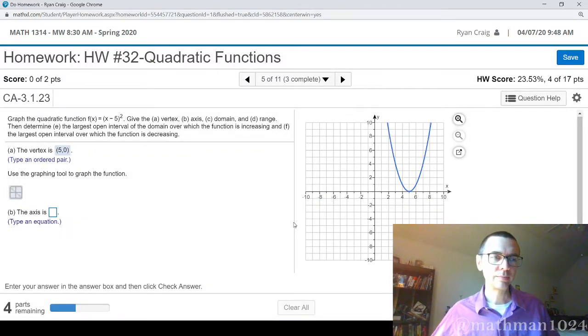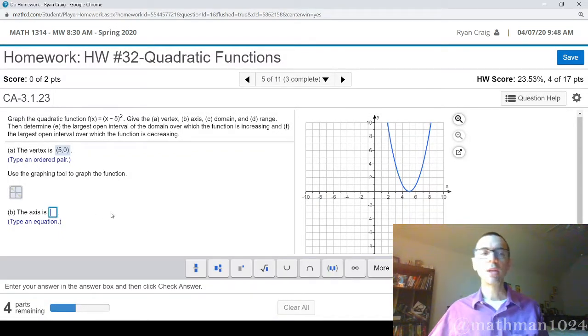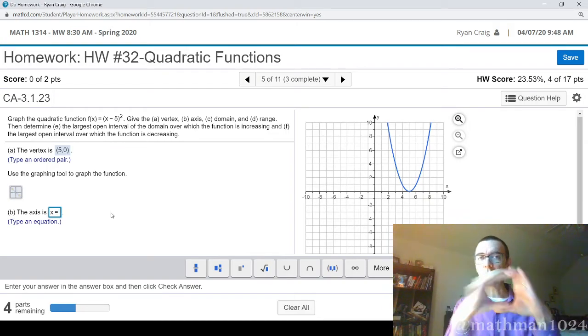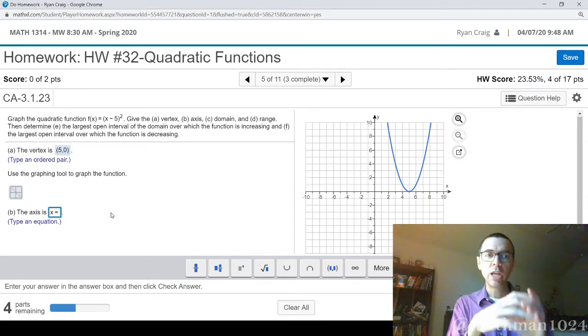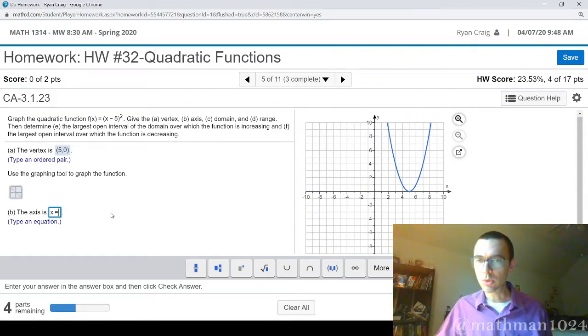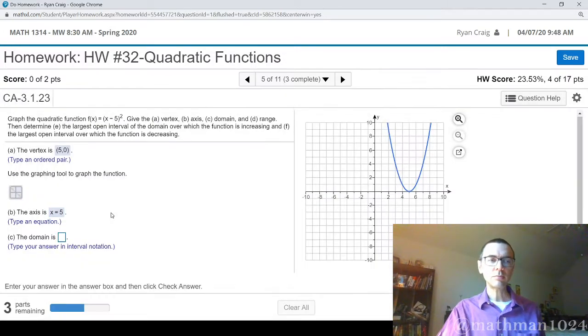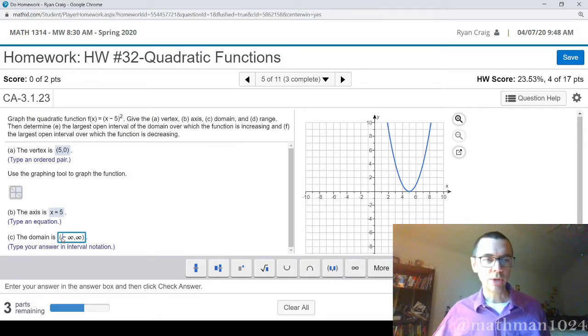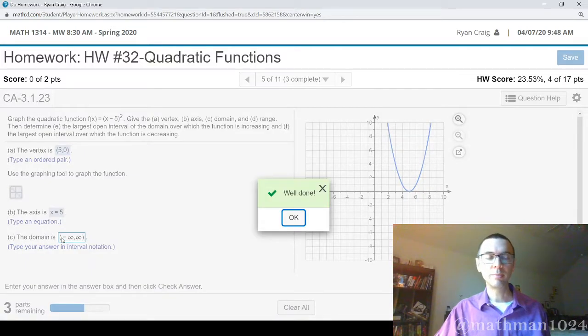Well done. The axis, now notice here, this says type an equation. Your axis of symmetry is x equals. In question number 3, it had x equals in a box, and you just typed in the number. But here they want you to type in the equation. So x equals, and we see that vertical line is going through x equals 5. The domain, again, this is not new to us. It's negative infinity to infinity. You know what? I'm going to go ahead and select all of this and copy it because I'm sure I'm going to need to use that again.